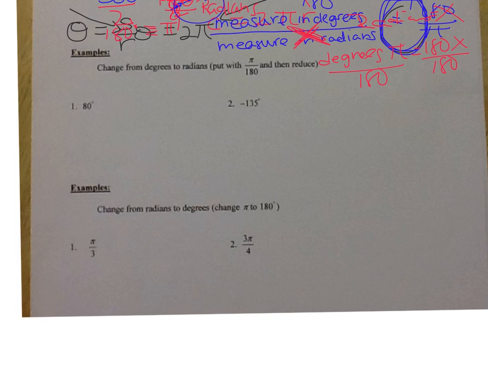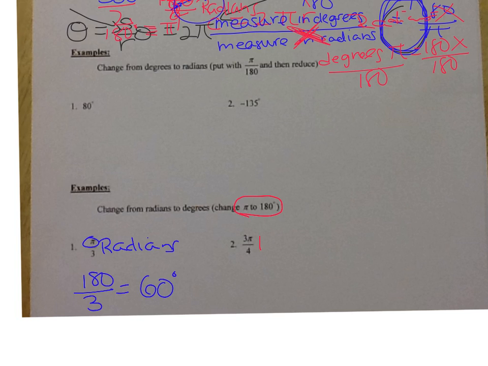So all I have to do, since pi is equal to 180 degrees, is change pi to 180. So what is pi over 3? Remember, this is radians. Now if I want to change this to degrees, I change pi to 180. So it's 180 over 3, which is 60 degrees.